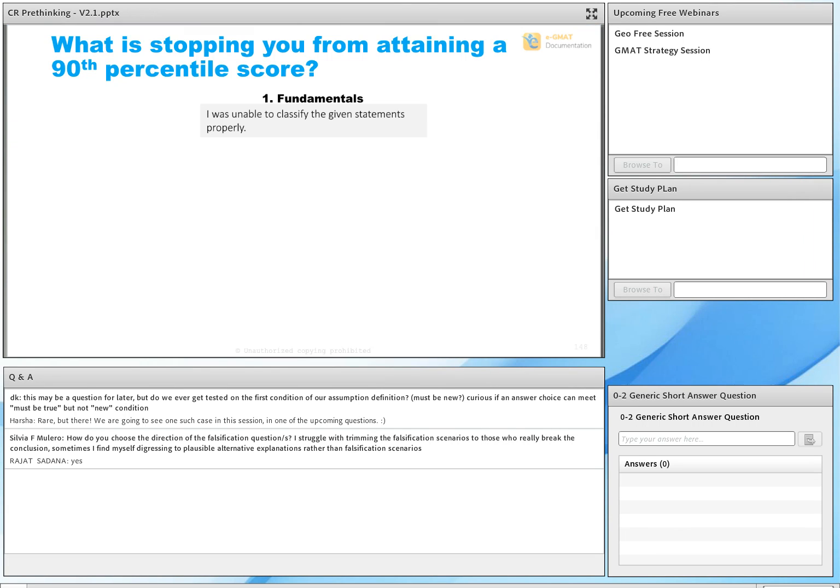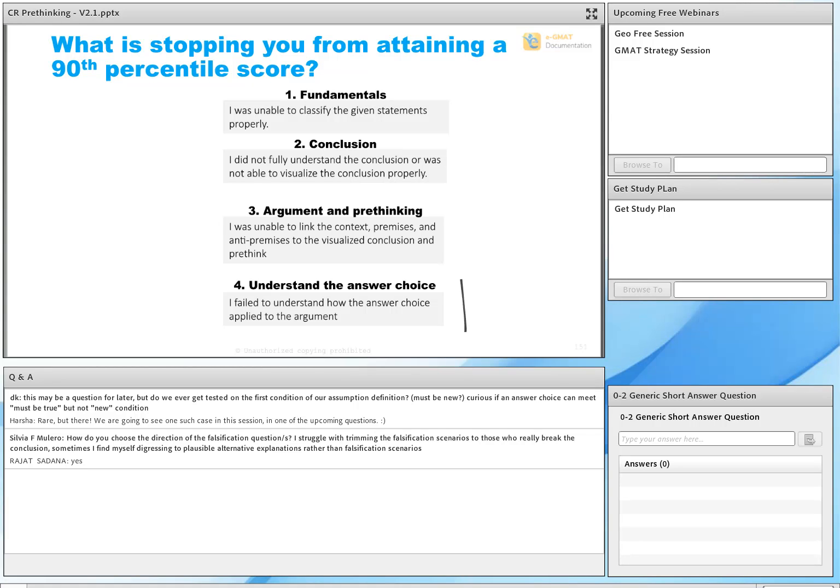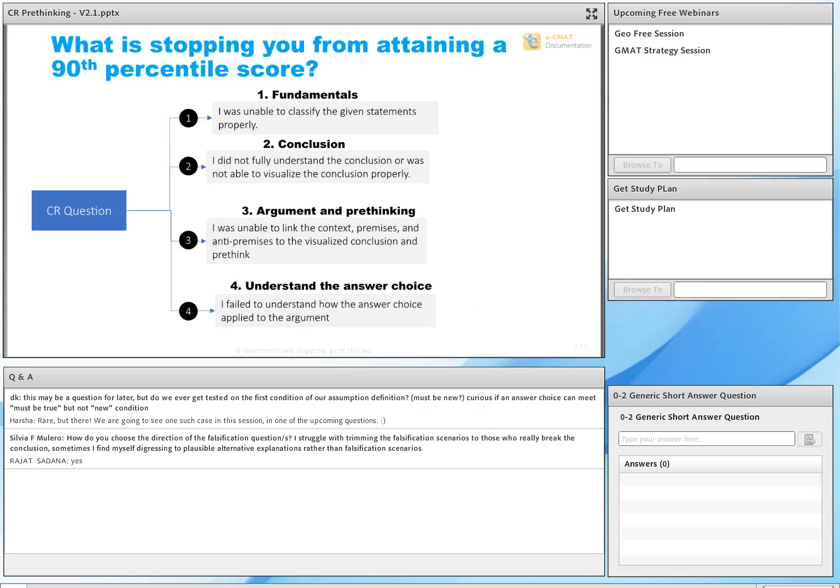All right. So how do you get to that 90th percentile? Here is what you need to do. Make sure you can classify statements and figure out what the main conclusion is. Once you get there, visualize that conclusion. All of these are pitfalls. If you fix those, you get better at it. Make sure you build the argument structure, or the logical structure of the argument, once you visualize the conclusion, and then do the same visualization with answer choices as well. Really important. Okay. Do all of those 4 things, and you'd get the CR question right every time.